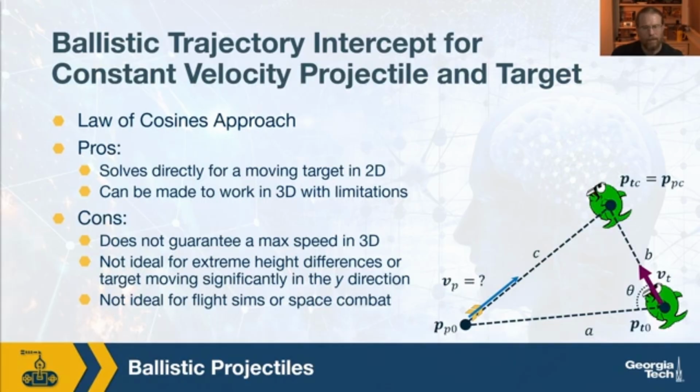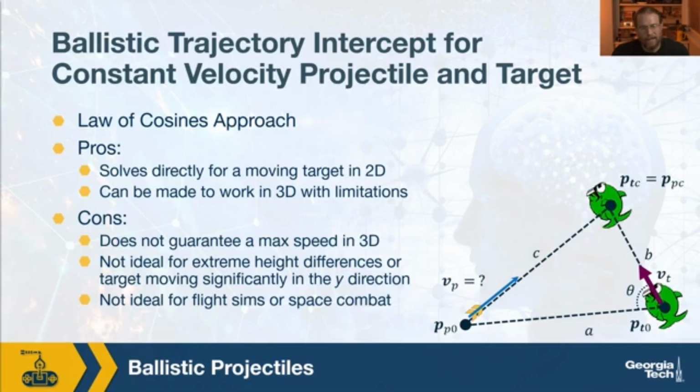And so in terms of this solution, using the law of cosines approach, it does solve directly for a moving target in 2D. And if you had to have a 2D game, it's great for that. You can still make it work for 3D, as we've seen. It does not impose a maximum speed in 3D, though. And if you're using this for 3D game solutions, it's not ideal for extreme height differences or targets that are moving significantly in the Y direction.